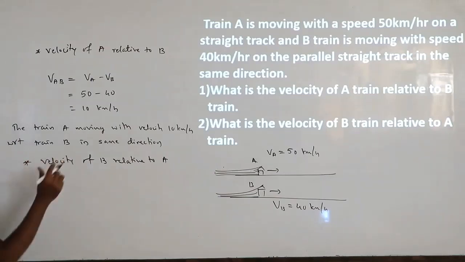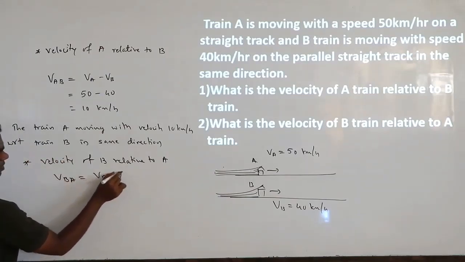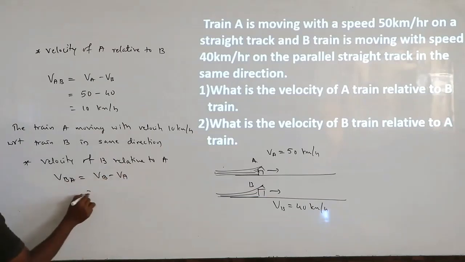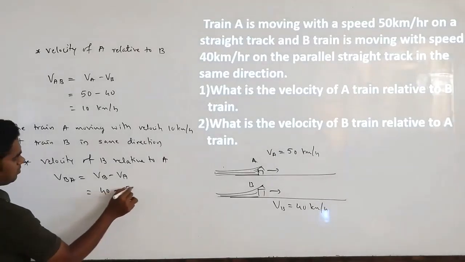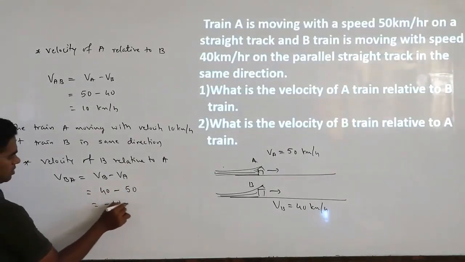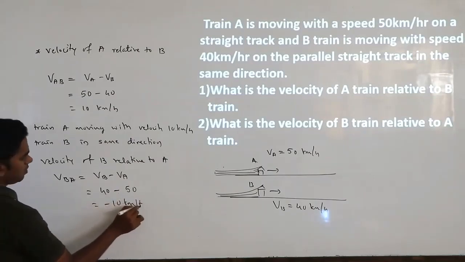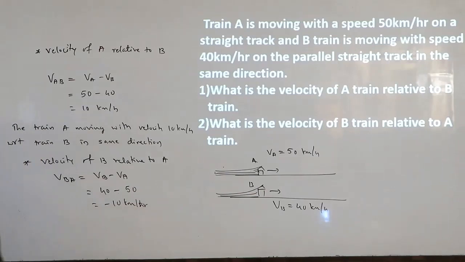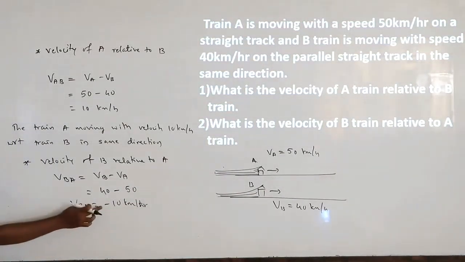Velocity of B with respect to A. Velocity of B with respect to A is velocity of B minus velocity of A. Velocity of B is 40. Velocity of A is 50. So what will you get? You will get minus 10 kilometers per hour. So what does it mean? You are getting a negative here.